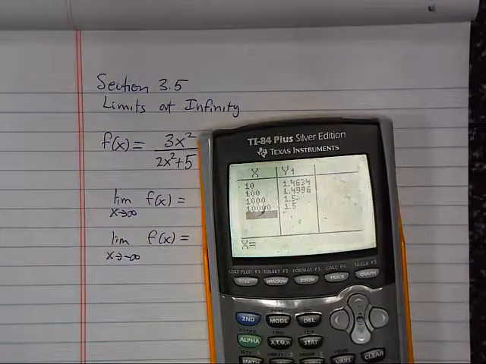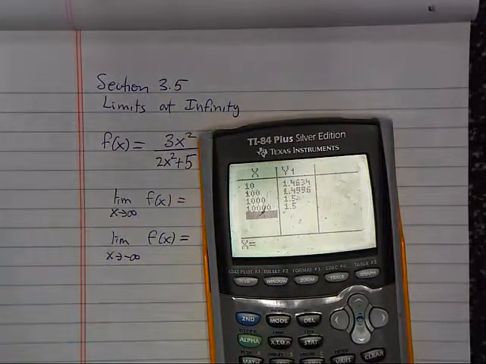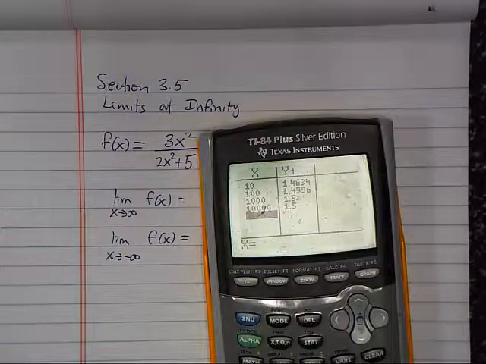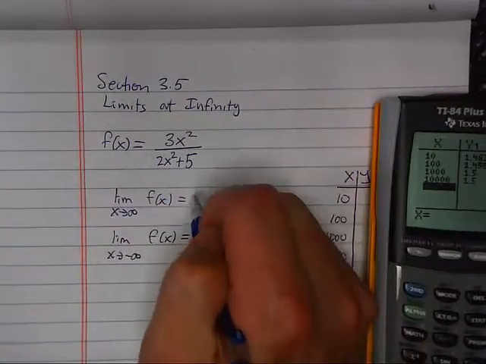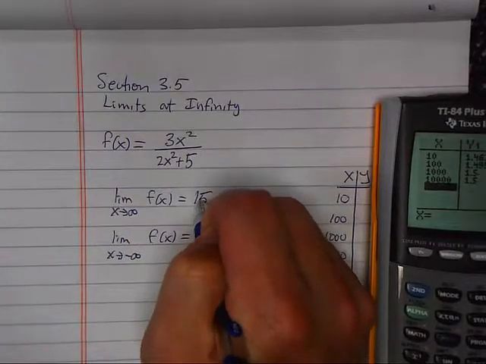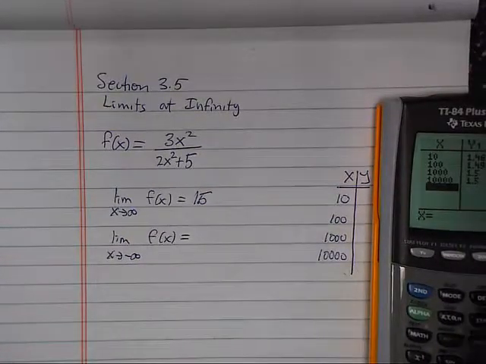And from plugging in those numbers, I'm pretty convinced when x starts to get to be a pretty big number, the y numbers are getting close to 1.5. So I'm pretty convinced that my limit as x goes to infinity is 1.5.